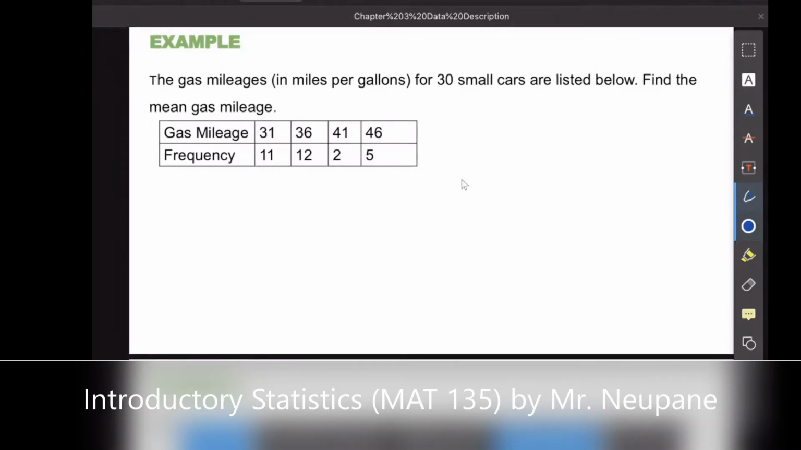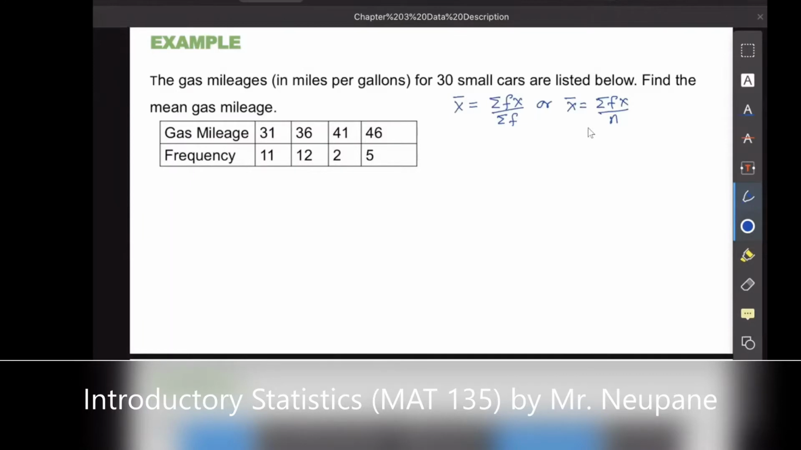Whenever you see group data, if you remember the formula from the first and second slides, the mean for the group data is the sum of f times x divided by the sum of f. Is that right? Check your formula. Yes, sir, that's right. Or we can also write this as the sum of f times x divided by n. The sum of all frequencies is the same as the total number of observations. These two formulas are exactly the same.